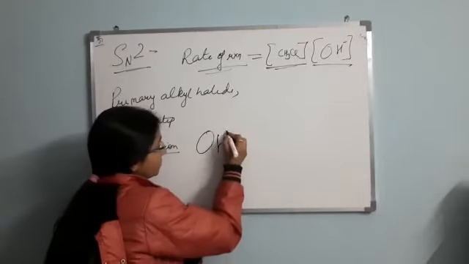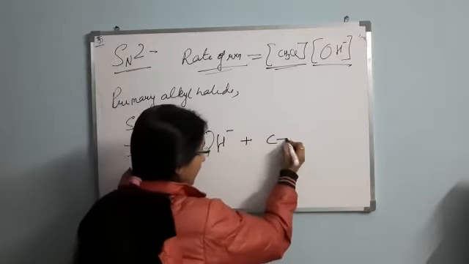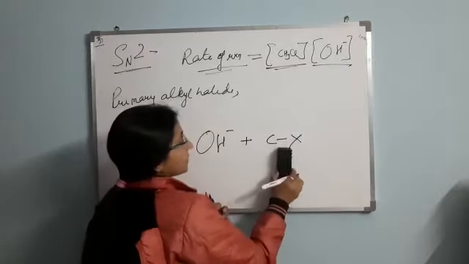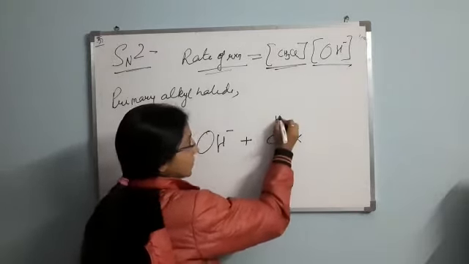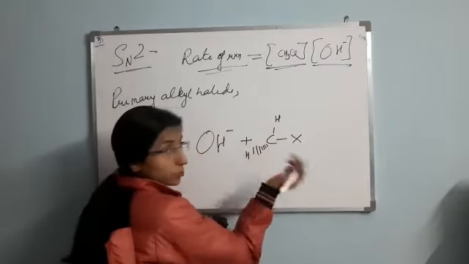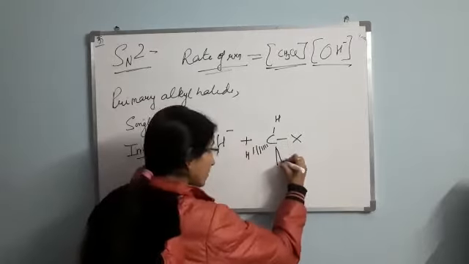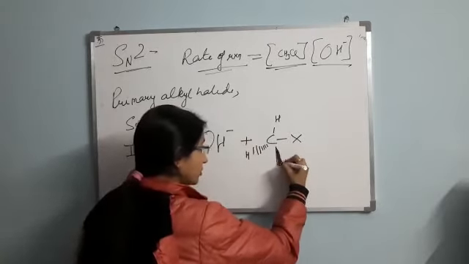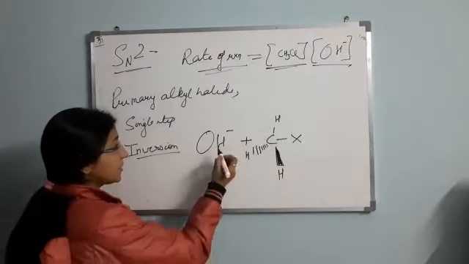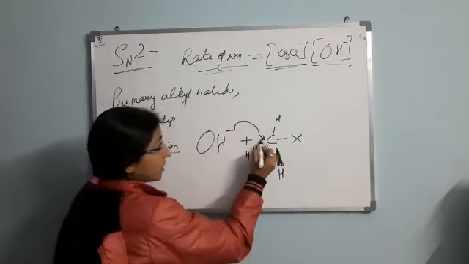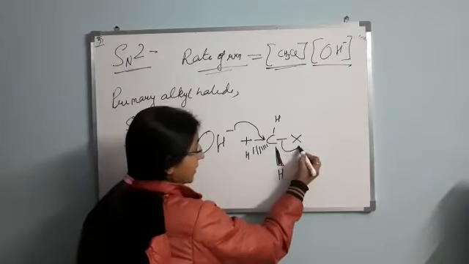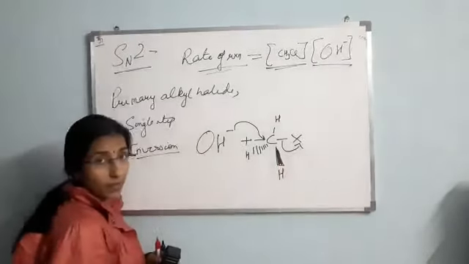This is a nucleophile. This is any halo group. And this is hydrogen, at the back of the observer. This is a solid wedge, towards the observer. Now, in one step, what is going to happen is that this OH, the nucleophile, will attack this carbon. If the nucleophile is attacking this carbon, then this halo group will be removed.